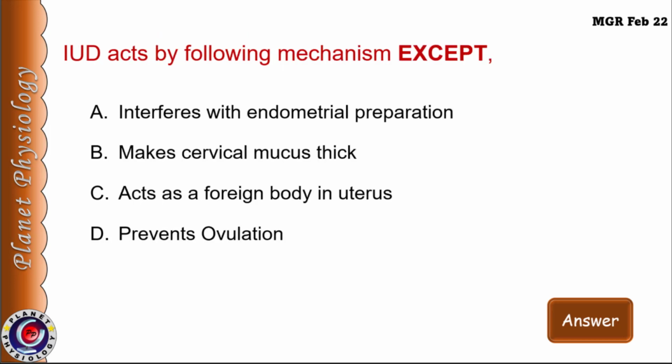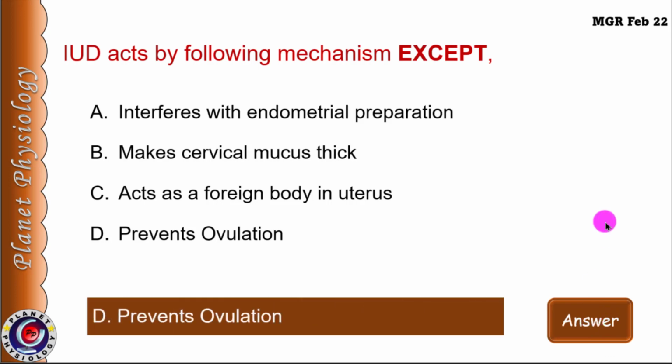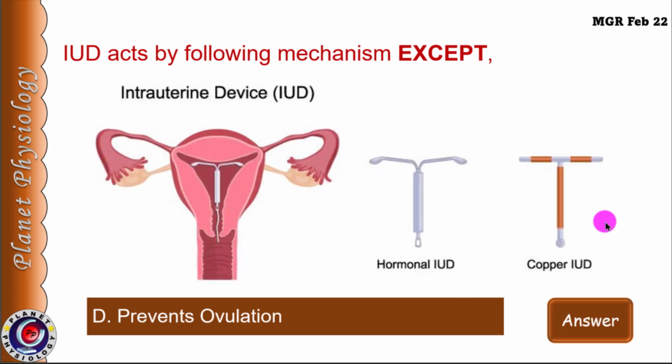Next question. IUD acts by the following mechanisms except A. Interferes with endometrial preparation, B. Makes cervical mucus thick, C. Acts as a foreign body in uterus and D. Prevents ovulation. The correct answer is option D. Prevents ovulation. Intrauterine devices like copper T do not prevent ovulation but prevent implantation of the zygote.